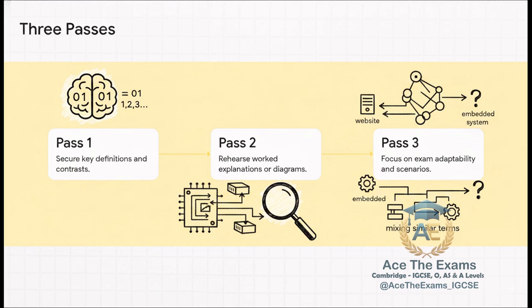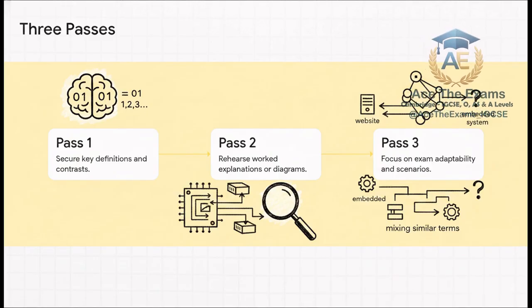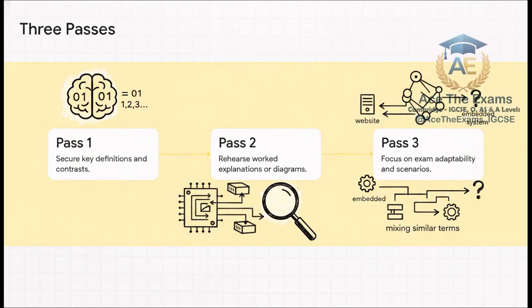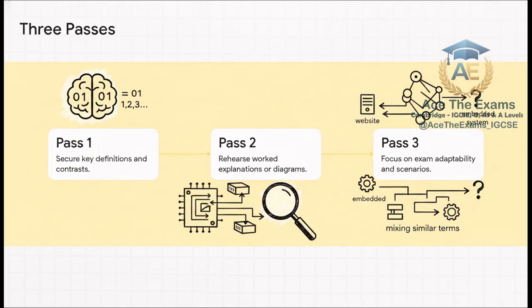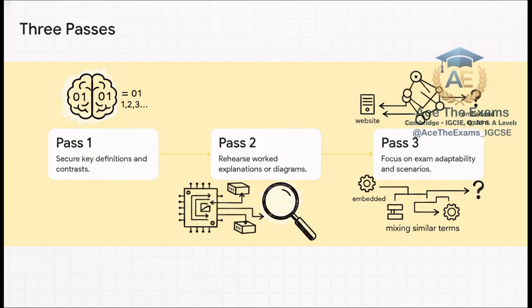Pass 1 is straightforward. Secure your key definitions and contrasts. What exactly is binary? What is denary? How do they differ fundamentally? Pass 2 is the rehearsal stage. You practice worked explanations, you physically draw out the diagrams, and you write out code-like structures. You practice the sequential steps until they are muscle memory.